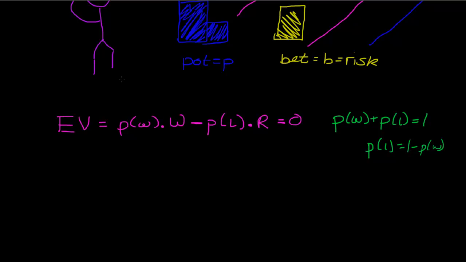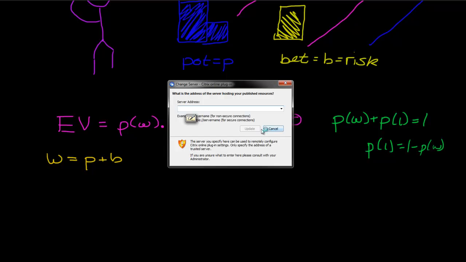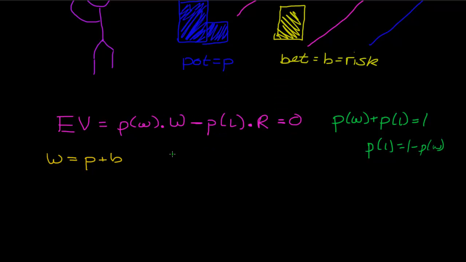Now there are other bits of data we need to consider. Our W term, how much we win, equals the pot plus the bet. So we'd win this stack here and this stack here if we had the winning hand. And our risk equals this stack here, because we have to match the bet. So our risk equals B, the bet.